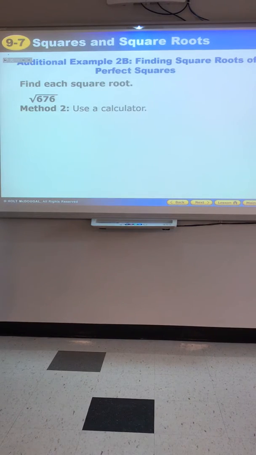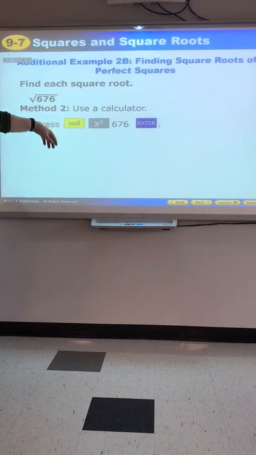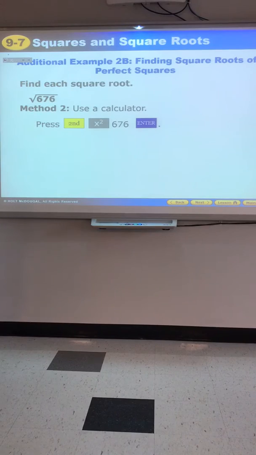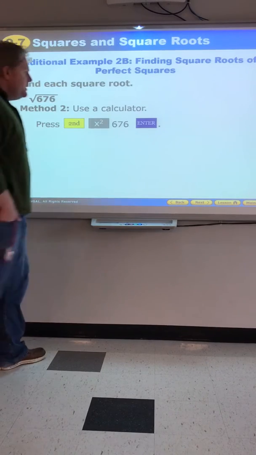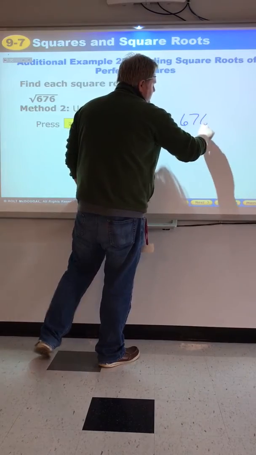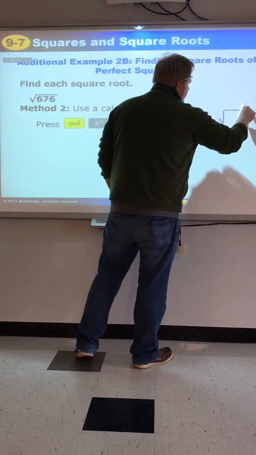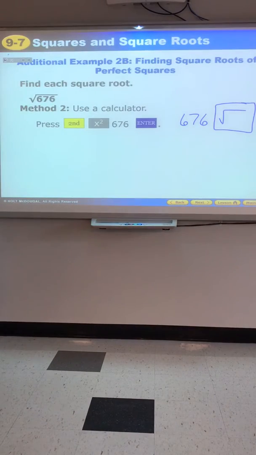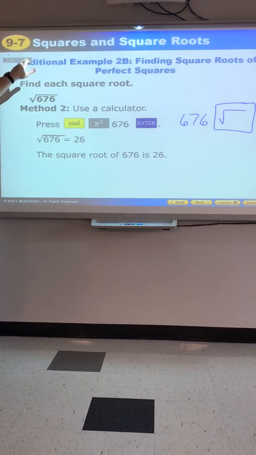Now 676, not as easy to deal with. They suggest a calculator. We're going to learn to estimate them in a little bit. How would you do this with a calculator? Second function, x, and then you type in your number and enter. If you have their specific type of calculator, you're finding. You will find some calculators where you type in 676 and you hit the radical button. That will sometimes do it. If you don't have those options, we're going to show you other ones. The square root of 676 is 26.